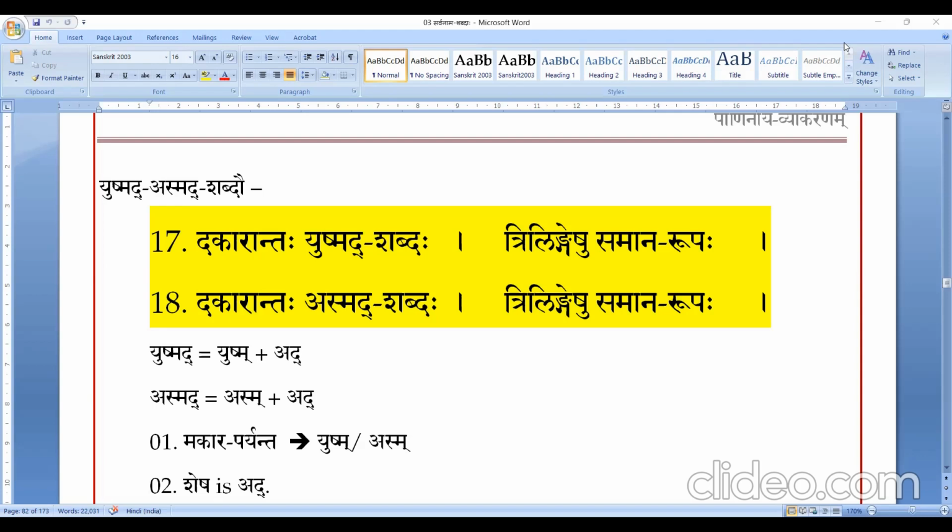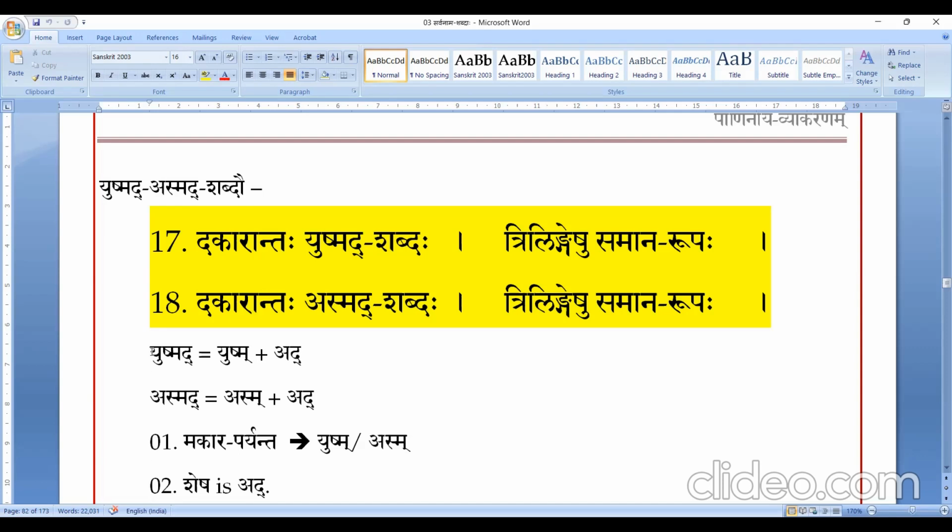Then the Sarvanama Shabdas Asmad and Yushmad are special Shabdas, in the sense that their forms are the same for all the lingas: Samana Rupaha Trishulingesh. We saw the Pratama Vibhakti in the last class. Both the Shabdas we will derive together because the sutras are common. All the sutras related to the declension will have Yushmad and Asmad, both.